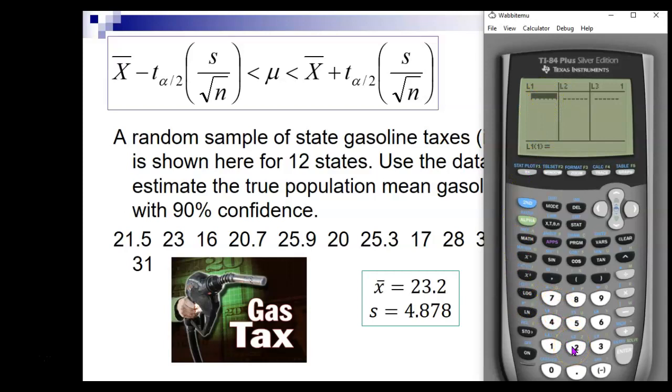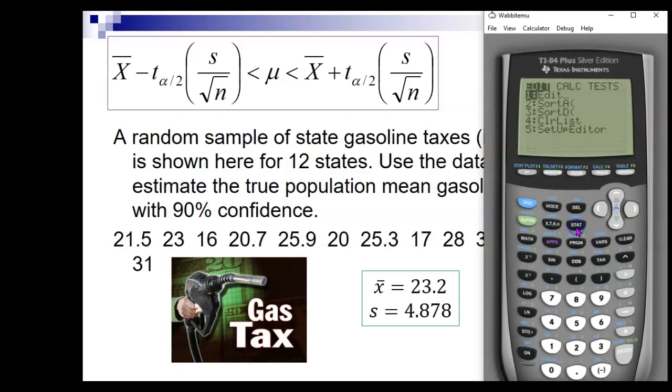But I'm going to type in these numbers: 21.5, enter, 23, enter, 16, 20.7, 25.9, 20, 25.3, 17, 28, 30, 20, and 31.